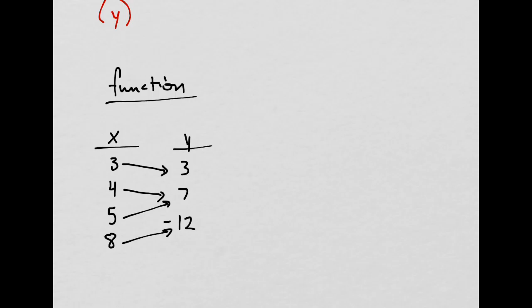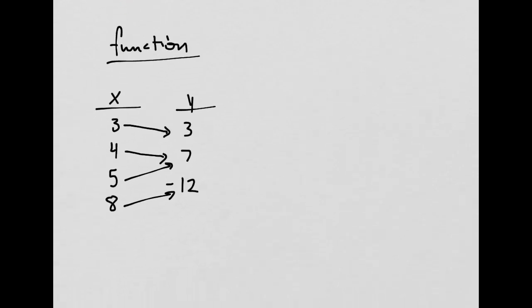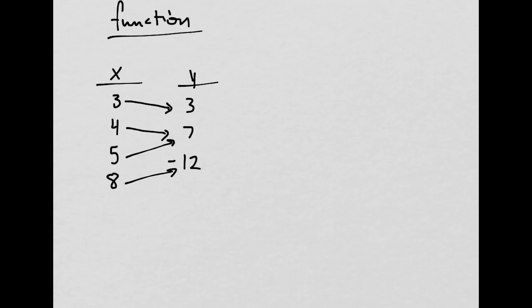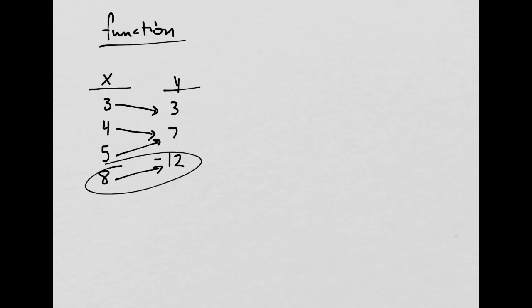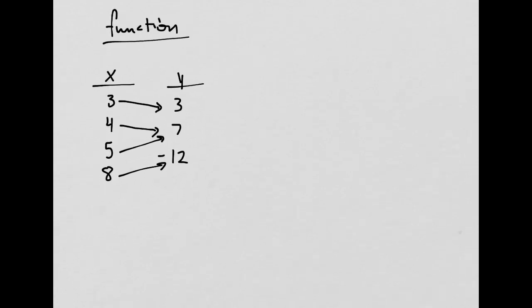So remember, a function is just a rule that pairs an input, the x, with an output. So in this function, 3 is paired with 3, 4 is paired with 7, 5 is paired with 7, and 8 is paired with negative 12. This is a function because 3 only goes to one thing, 4 only goes to one thing, 5 only goes to one thing, and 8 only goes to one thing. So this is a function.